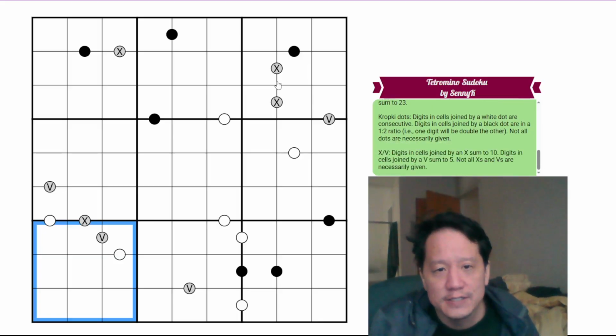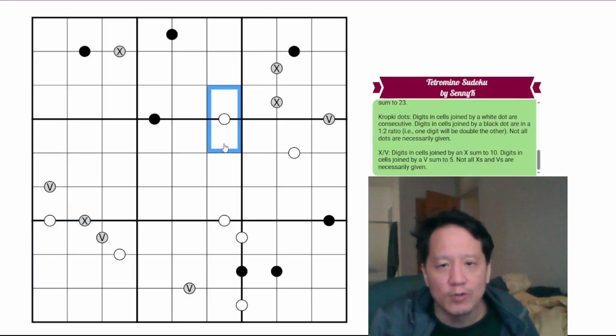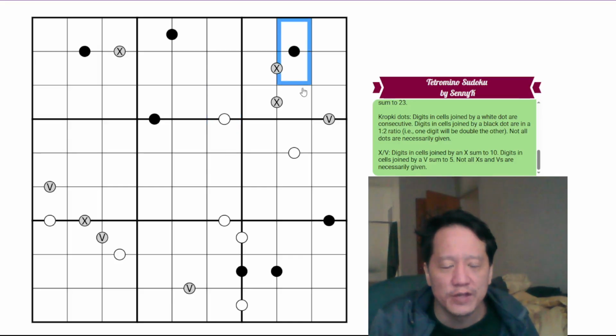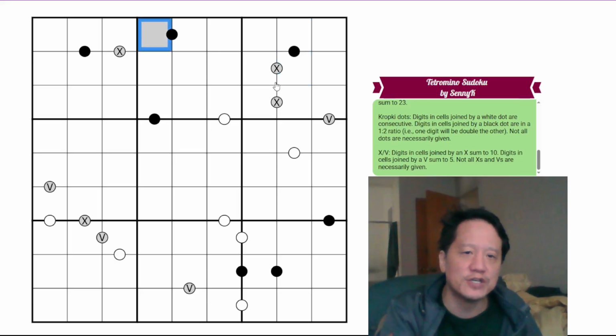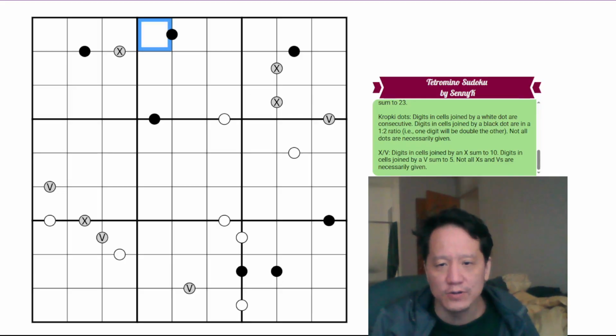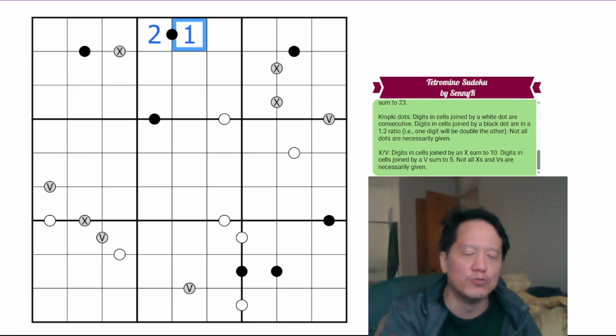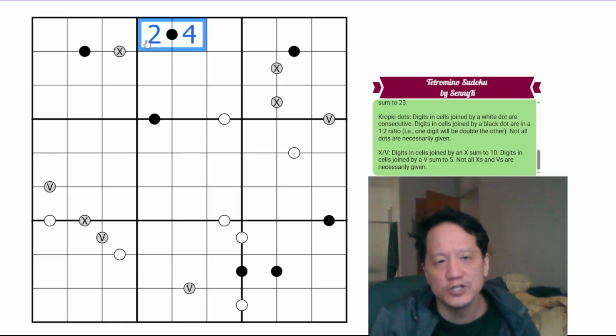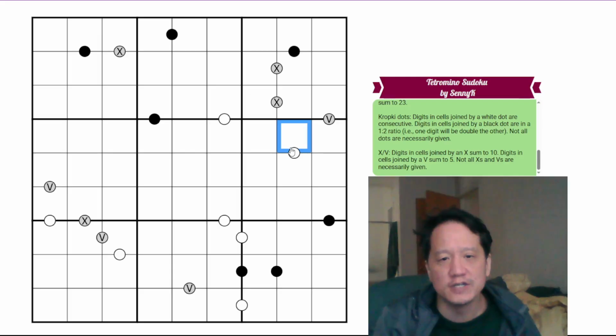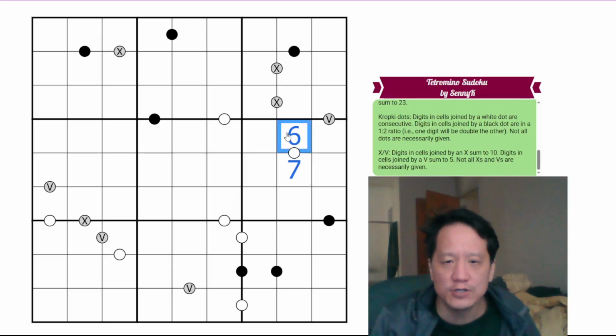Kropki dots. Digits in cells joined by a white dot are consecutive. Digits joined by a black dot are in a 1-to-2 ratio. That is, one digit will be double the other. Not all dots are necessarily given. So, for example, if this were, say, a 2, this would have to be a 1 or a 4 to maintain the 1-to-2 ratio between them. If this were, say, a 6, this would have to be 5 or 7 to make sure that these digits are consecutive. And those are examples of how Kropki dots work.